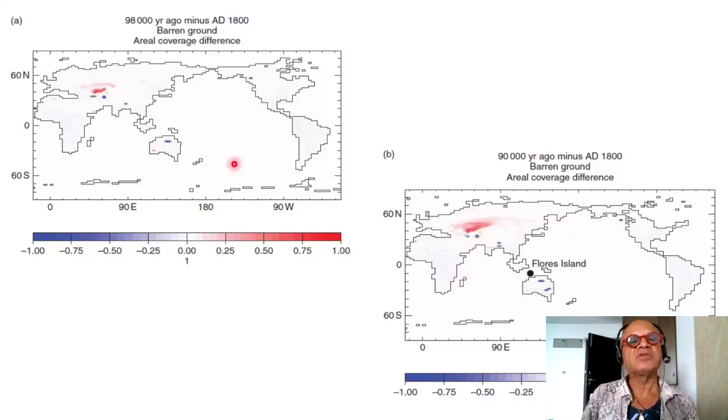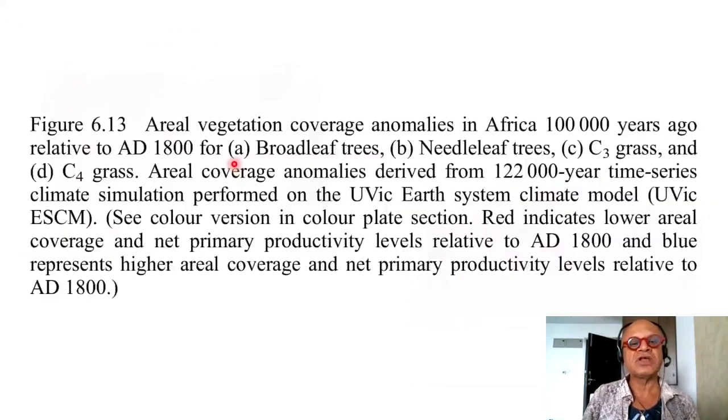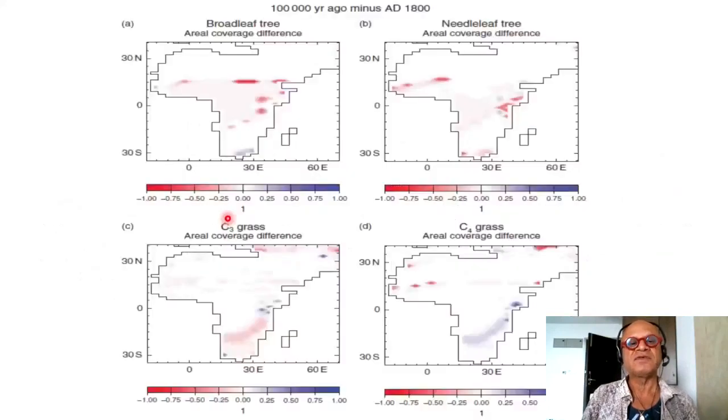What else can I say about this? Yeah, so we're getting closer now. 613 aerial vegetation coverage anomalies in Africa 100,000 years ago relative to 1800. Broadleaf, needleleaf, C3 and C4. So again, aerial coverage, so we are here into Africa for sure.